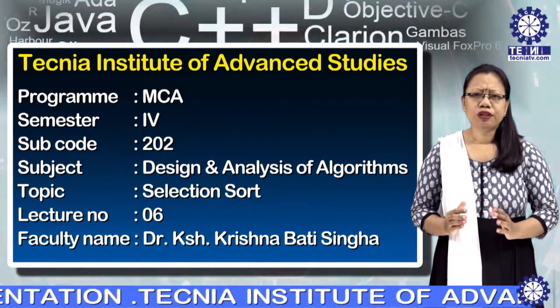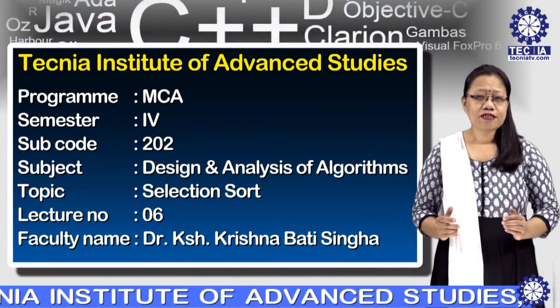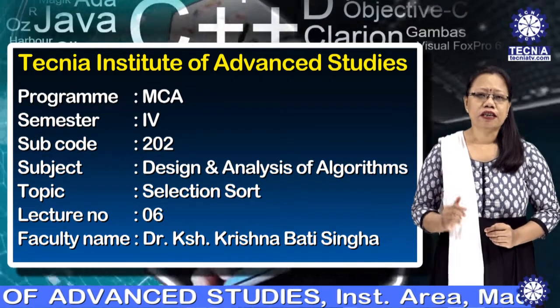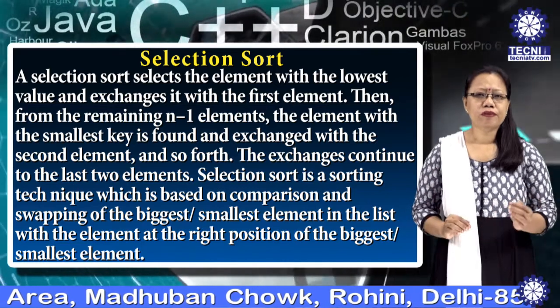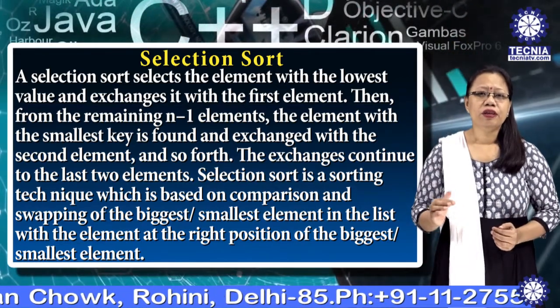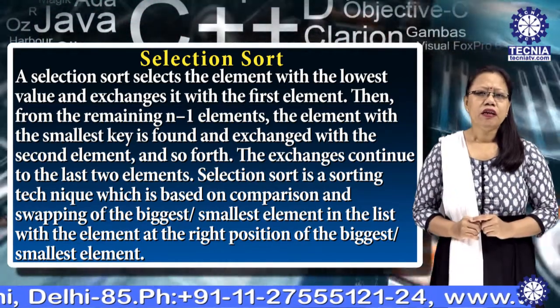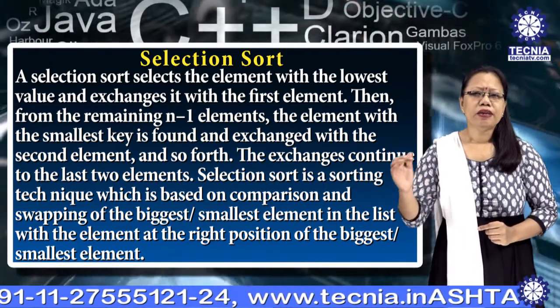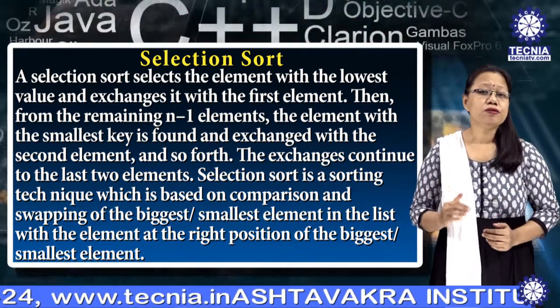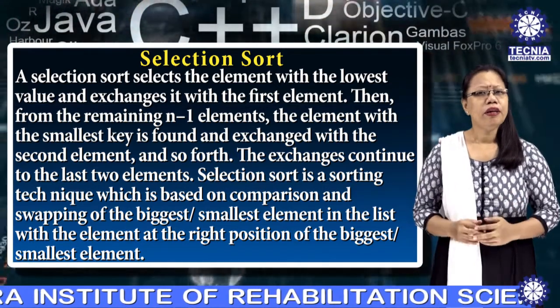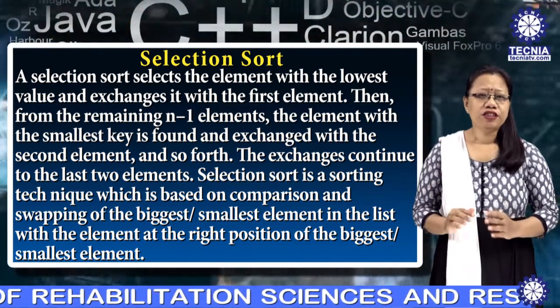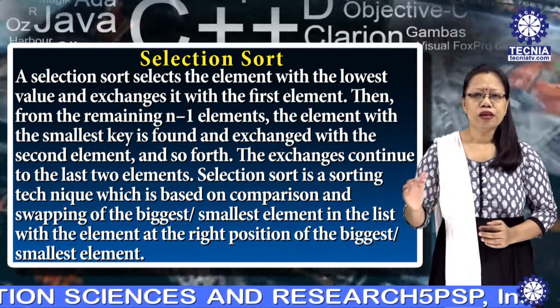Today, I am going to deliver a lecture on selection sorting and explain its working. A selection sort selects the element with the lowest value and exchanges it with the first element. Then, from the remaining n-1 elements, the element with the smallest key is found and exchanged with the second element and so forth. The exchanges continue to the last two elements.